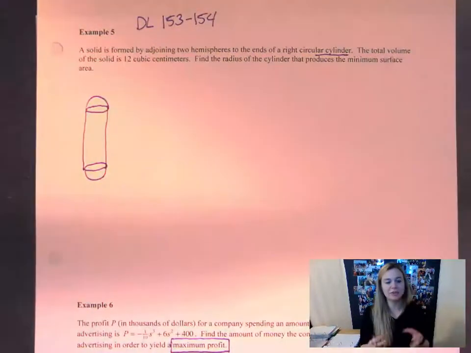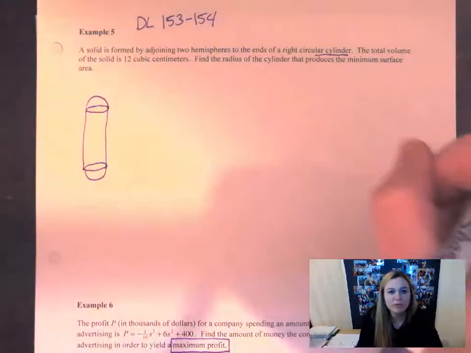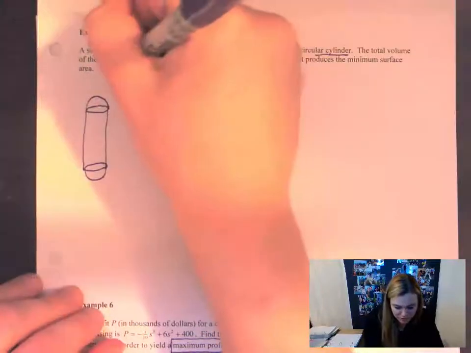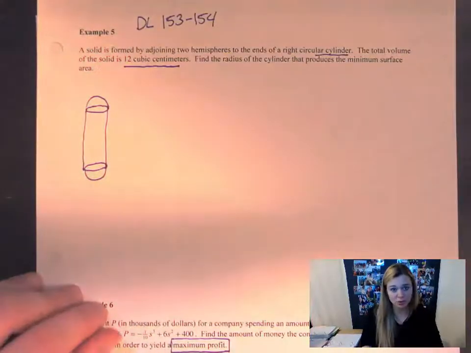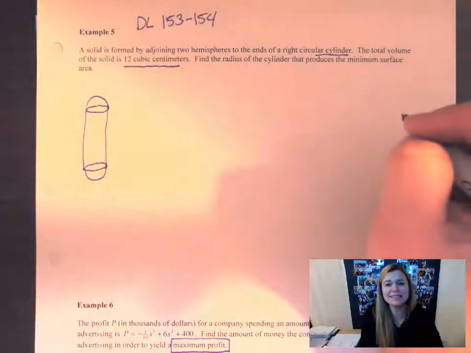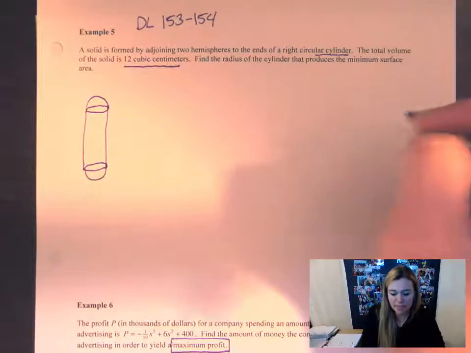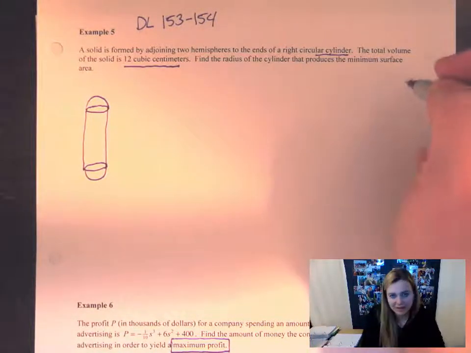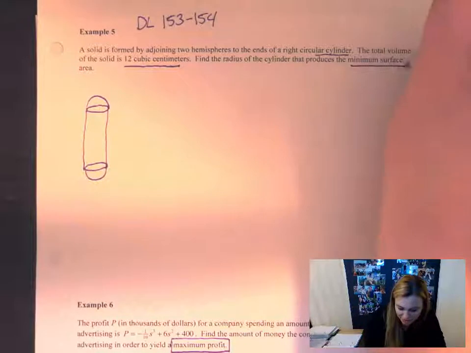So think of a can, but you've got a half a ball on one end and a half a ball on the other side. The total volume of the solid is 12 cubic centimeters. So I've got a constraint of some sort. Find the radius of the cylinder that produces the minimum surface area. There it is, the minimum surface area.